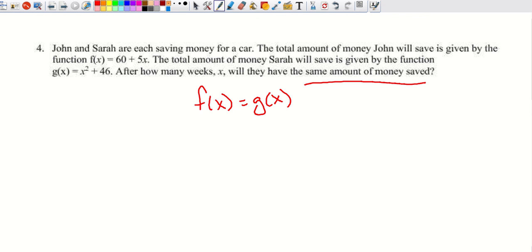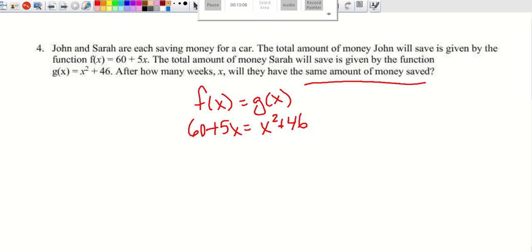And so this is just a linear quadratic system. That's it. So f of x is 60 plus 5x. G of x is x squared plus 46. All right. Hold on 2 seconds. All right. Just want to double check. We're going to end up with something nice here.